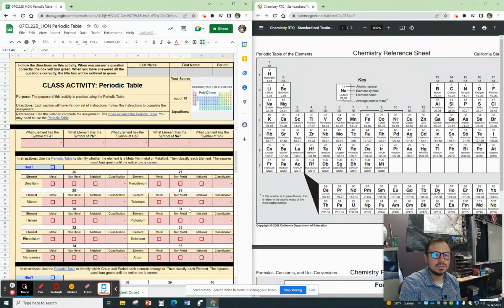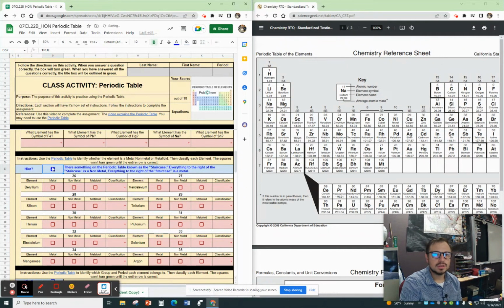All right, so this next one, use the periodic table to identify whether the element is a metal, non-metal, or metalloid, then classify each element. The squares won't turn green until you get the entire question correct. There is something on the periodic table known as the staircase. Everything to the right of the staircase is a non-metal. Everything to the left of the staircase is a metal, and hydrogen is that special case.